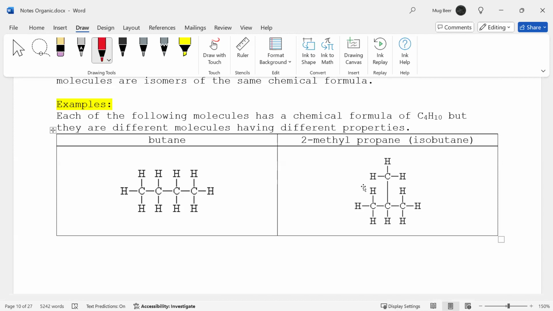Propane's easy because I have the formula for propane memorized. All right, there you go. You just memorize that. That's propane.